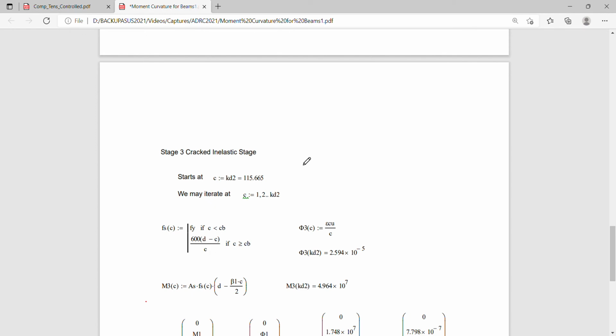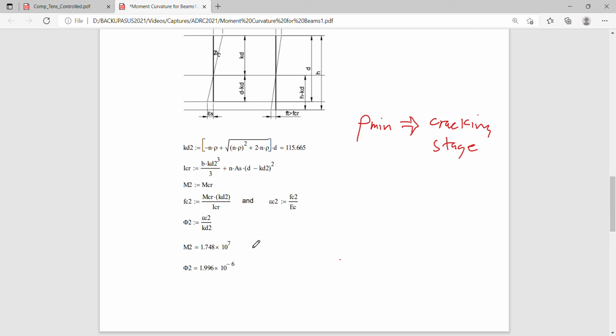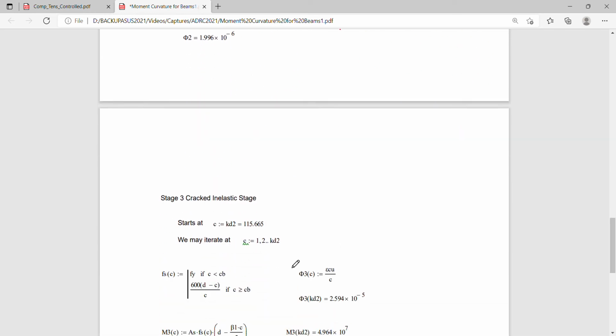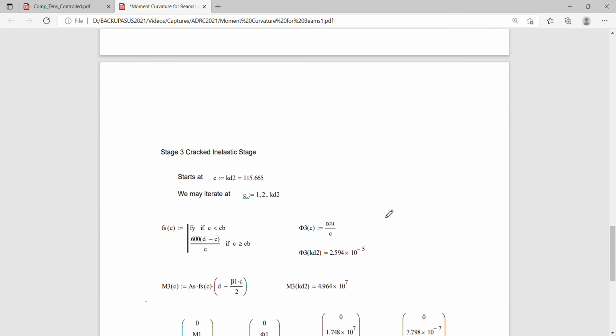So we are now on the cracked inelastic stage here, and we have to start at the point wherein c is equal to kd2, because this point here is the last point upon which our beam behavior was computed. The technique for doing the cracked inelastic stage is by the use of what you call the iterative approach. So we just assume a value of c, and c is simply equal to what? Your kd values. So c here is simply kd in the elastic stage. So when you see c, this is inelastic, and when you see kd, this is elastic.